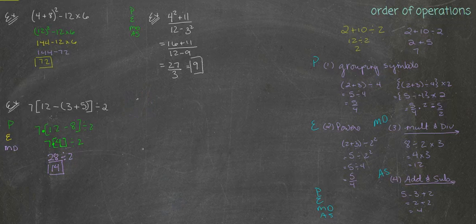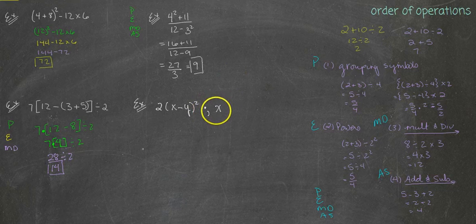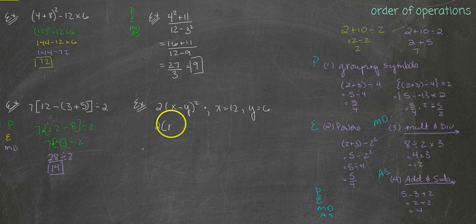So let's simplify a variable expression, I think, now. 2 times x minus y squared. So again, there's nothing I can really do here until I have a value for x and y, because I can't subtract x from y until I know what it is. So let's let x be 12 and y be 6. So now I can make my substitutions. 2 times x is 12 minus 6 is y squared.